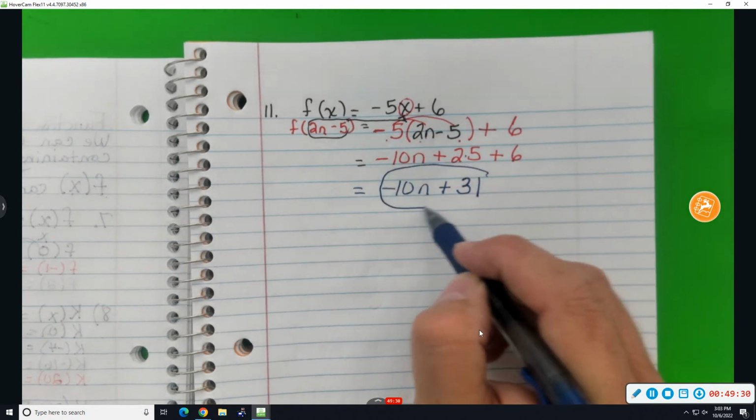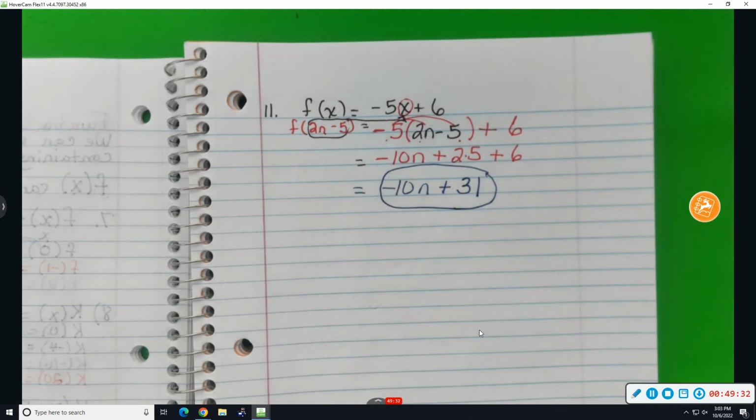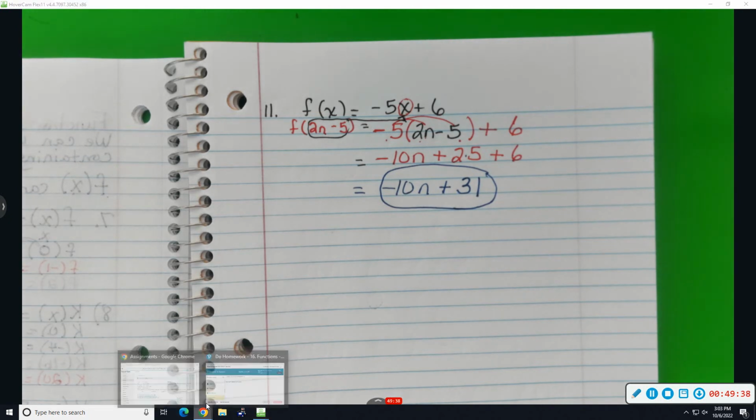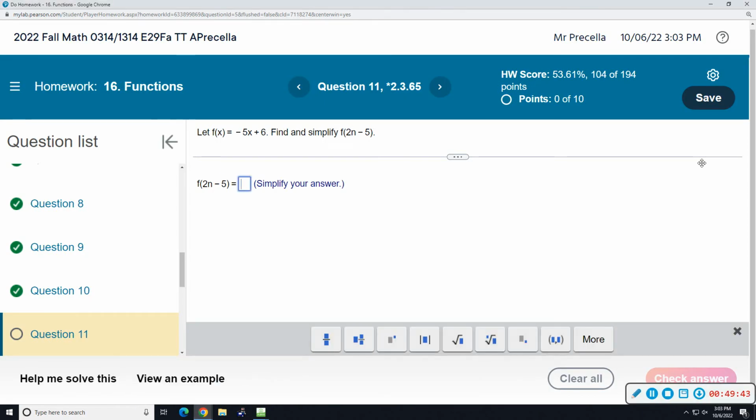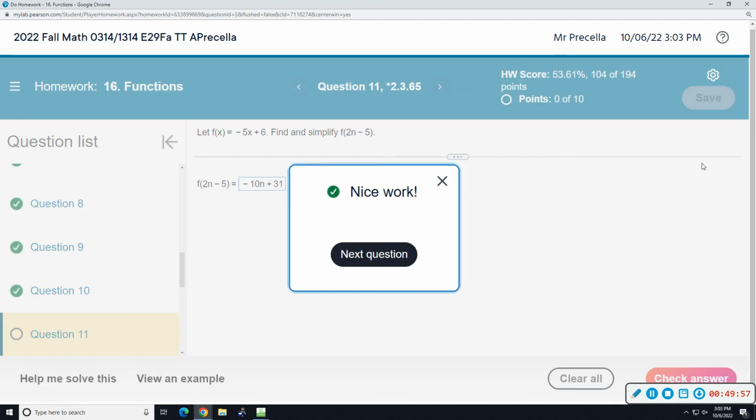Working with the functions, whatever's in the parentheses, you plug it in for x. So I'm going to type negative 10n plus 31. Negative 10n plus 31. Okay.